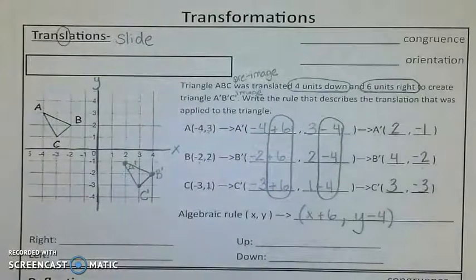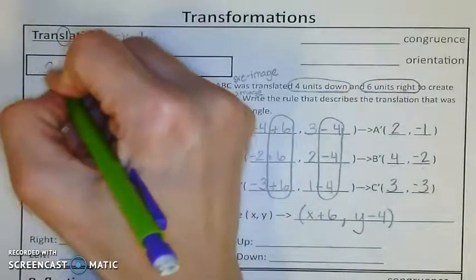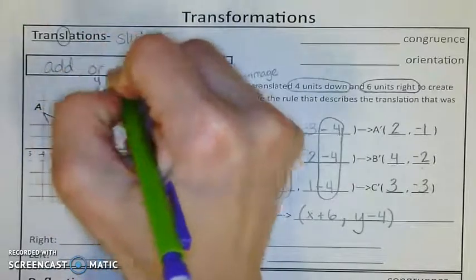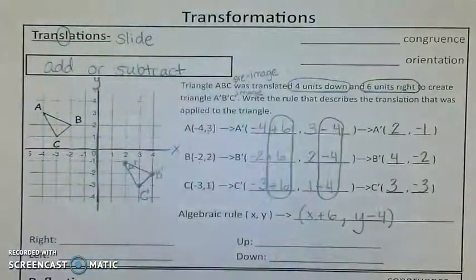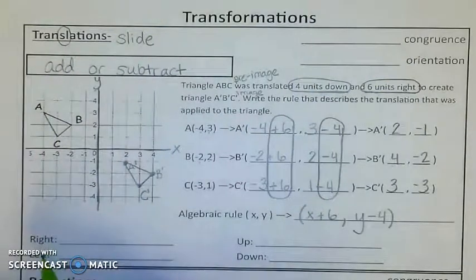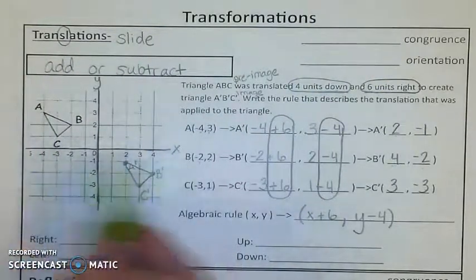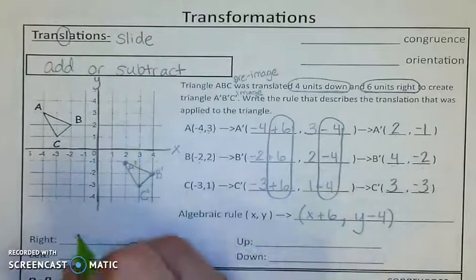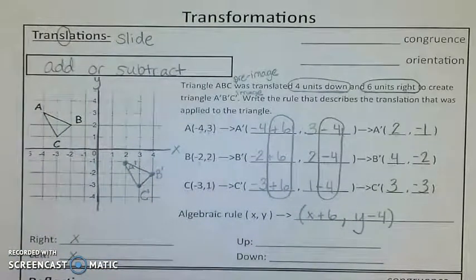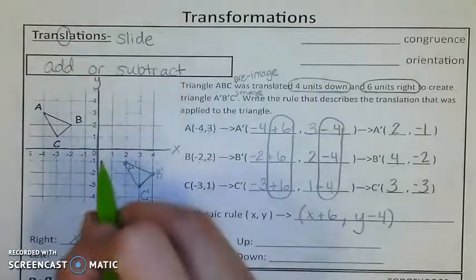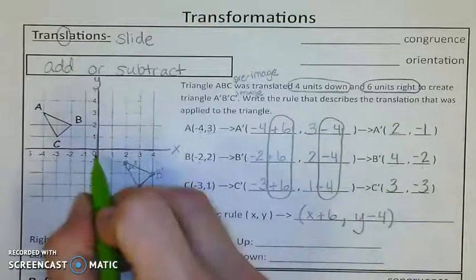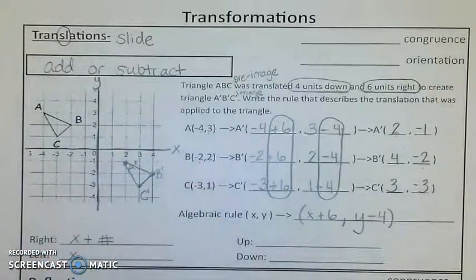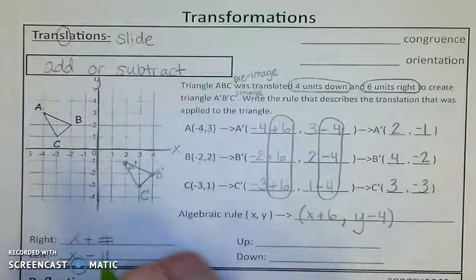To sum up this video, translations always and only add or subtract. They will never multiply. They will never divide. When I'm talking about right and left, just like my x-axis goes to the right and to the left, I'm going to use my x variable. If I go to the right, those numbers are getting bigger, so I'm going to add. If I'm going to the left, those numbers are getting smaller, so I'm going to subtract.